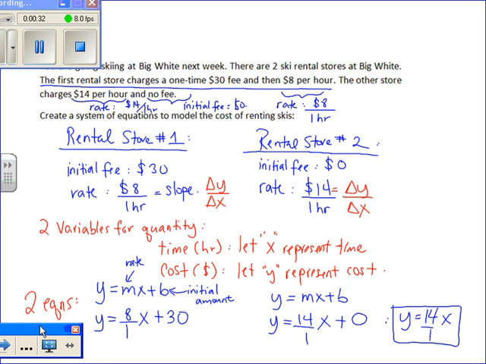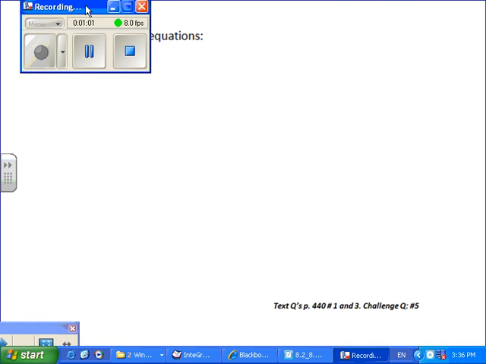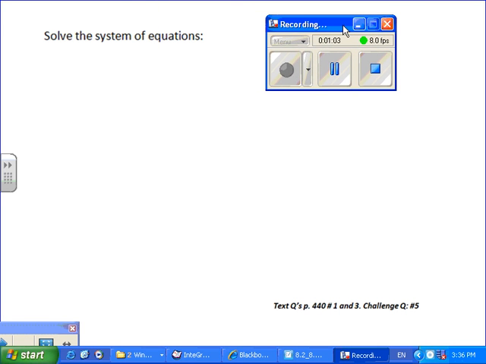So for the first store, we came up with y, which is cost, equals 8x plus 30, and x represents time in hours. And for the second store, we have y is equal to 14x. So cost equals 14 times the number of hours. Once I've done that, I've got my two equations to represent the two problems that I have. I can then solve.